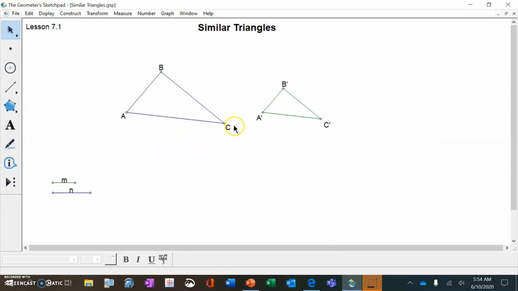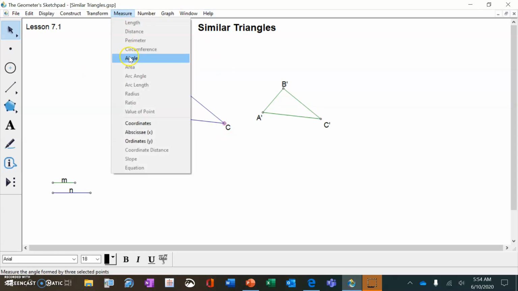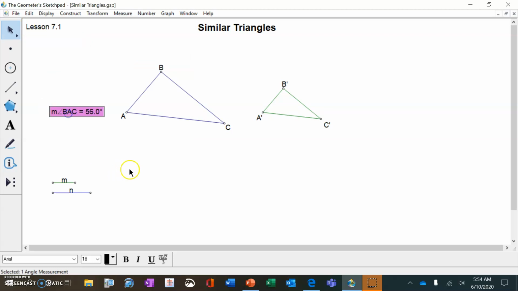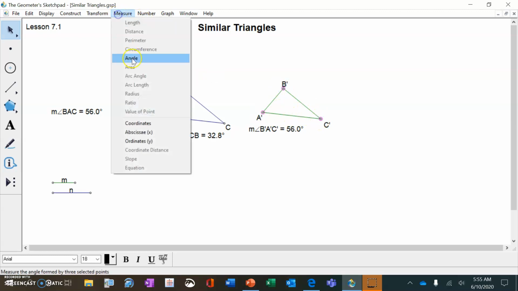using Sketchpad. These are set up as similar triangles. First I'm going to measure this angle here, and it is 56.0 degrees. Then I'm going to measure the corresponding angle in its similar triangle, and it is 56 degrees. Then I'll measure this angle C. Angle C is 32.8 degrees, and then I will measure its corresponding angle C prime.